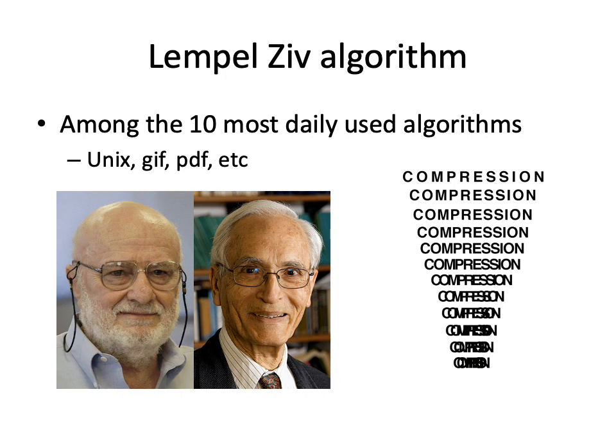The Lempel-Ziv compression algorithm is among the 10 most used algorithms. You use it even if you are not aware of this. It is used in Unix. It's image compression, GIF, in PDF, and so forth.